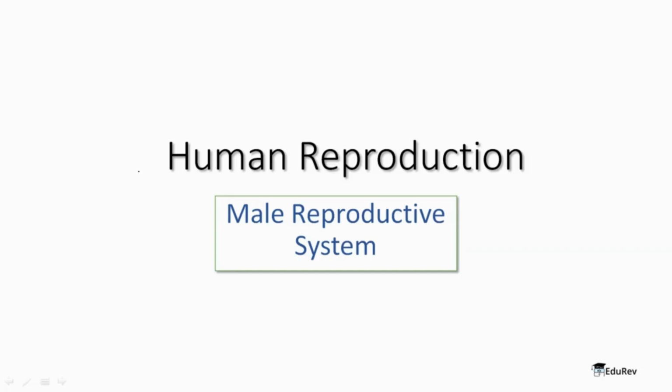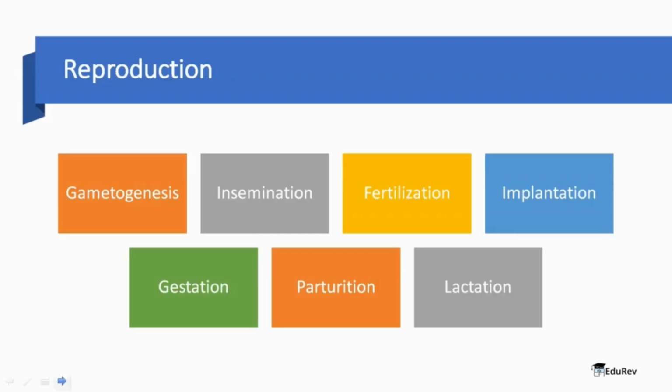Hello everyone. Today we are going to study the biology chapter class 12, Human Reproduction. And first of all, we will study the male reproductive system in it. Before going to the male reproductive system, we should know one thing: what are the steps in reproduction.